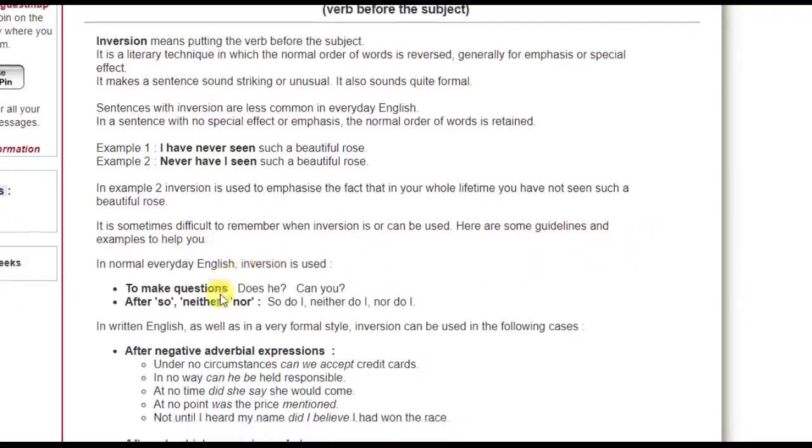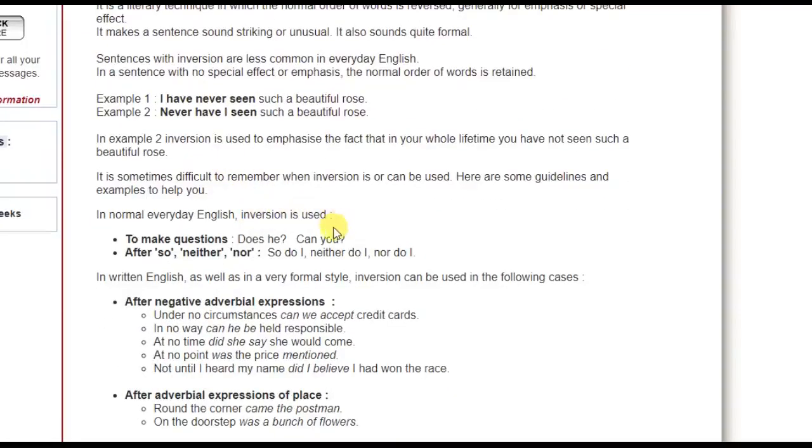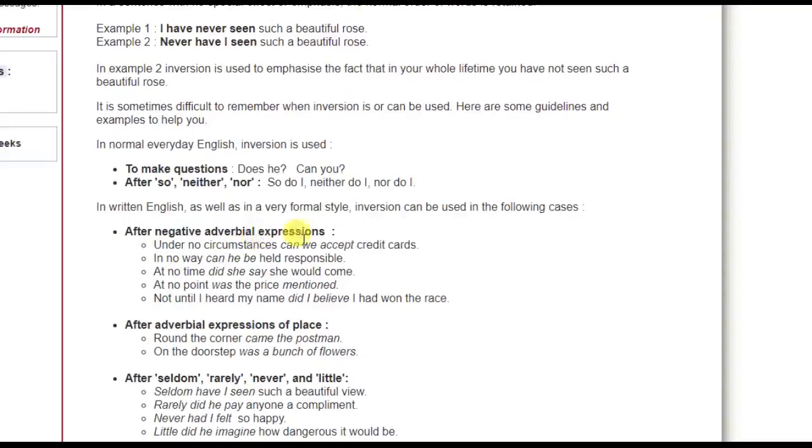In formal everyday English, inversion is used to make questions. For example, does he? Can you? After so, neither, nor. For example, so do I, neither do I, nor do I. In written English as well as in a formal style, inversion can be used in the following cases. After negative adverbial expressions, for example, under no circumstances can we accept credit cards. It's inversion. The normal form of this sentence will be, we can accept credit cards under no circumstances.